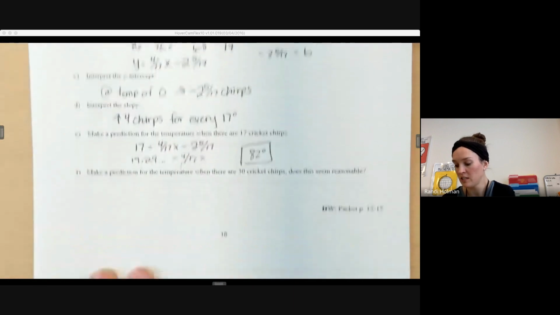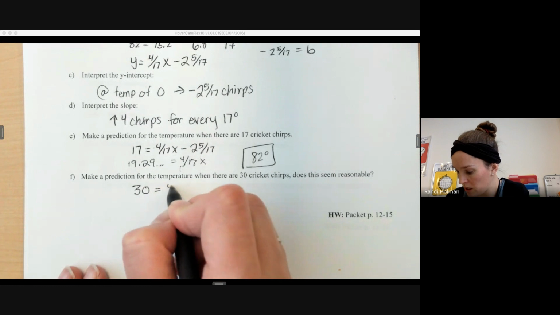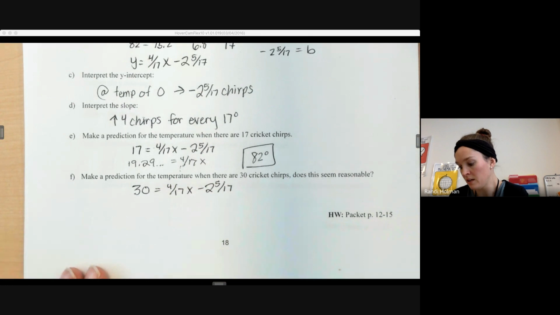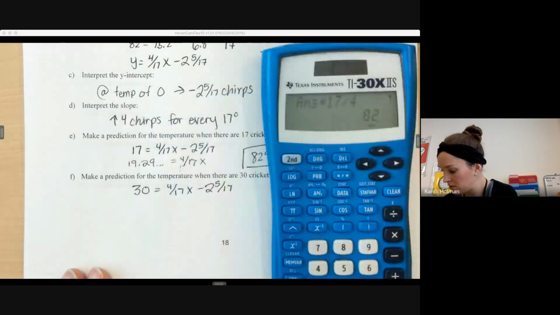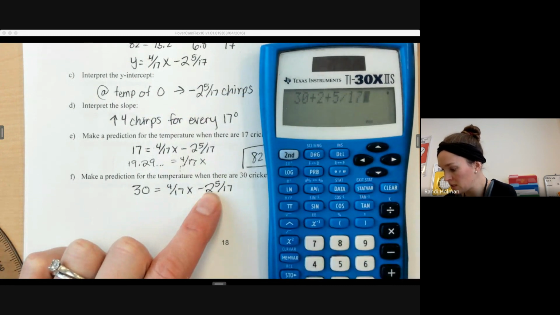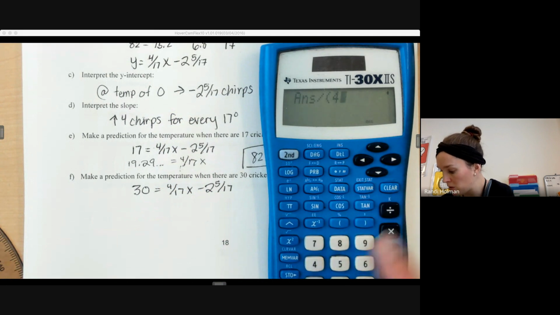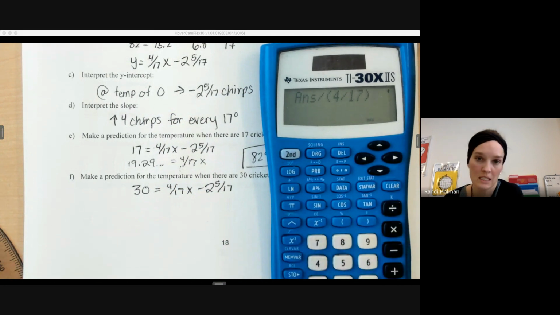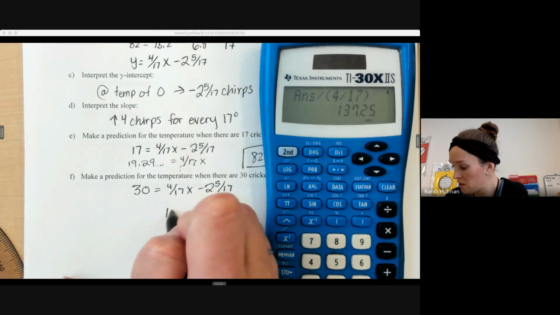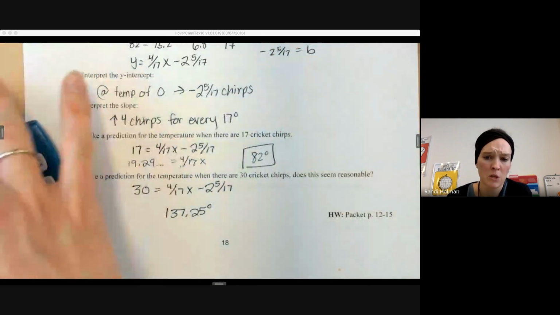Okay, make a prediction for the temperature when there are 30 cricket chirps. So we have 30 cricket chirps. I want to know, what is my temperature? All right, so same process here. We're going to add 30 plus that 2 and 5/17. And then we're going to divide by 4/17. If you're going to do that, make sure you put it in parentheses. Otherwise, multiply by 17/4, and then your parentheses don't matter as much. So we get 137.25 degrees.